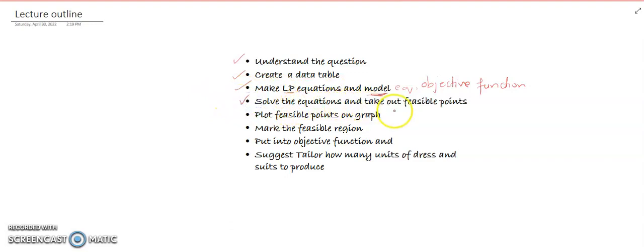Then we will solve the equations and take out the feasible points. These feasible points are going to help us in finding out the feasible region. Then we will plot these feasible points on the graph and mark the feasible region, and after doing this, we will get some corner points.